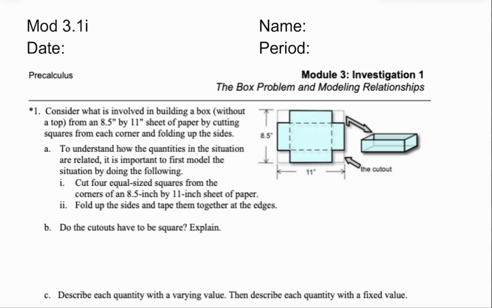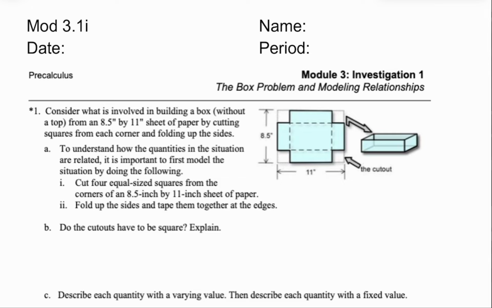So we are going to talk about the box problem. Now, the box problem is very common in a pre-calc and calculus class. So even if you want to get a sheet of paper from the back table and there's some scissors back there, grab some scissors and follow along.